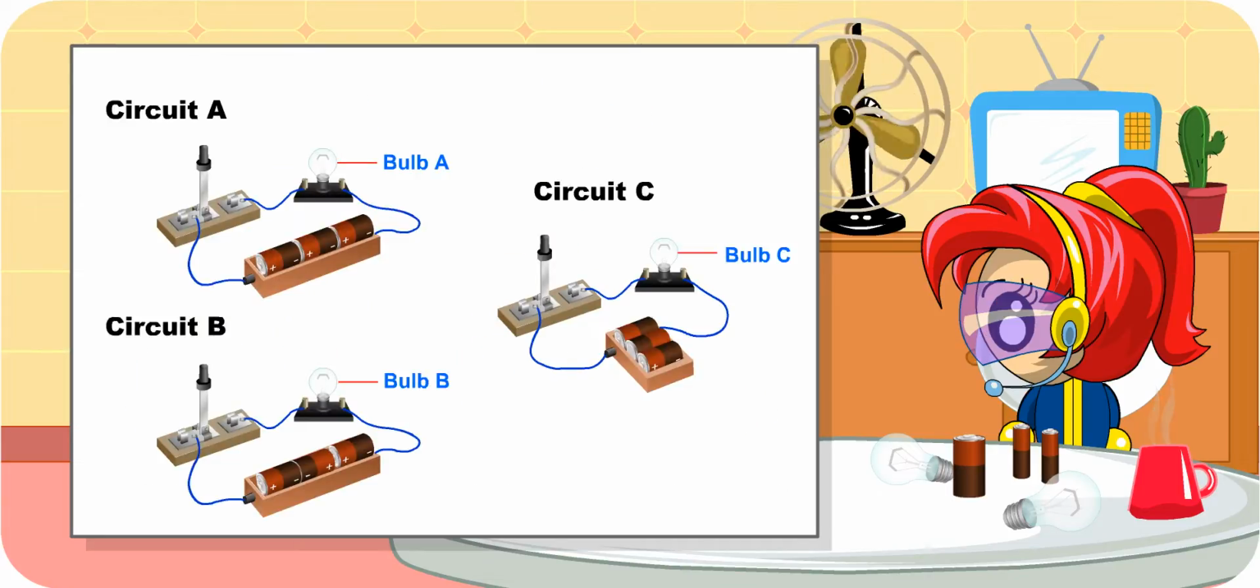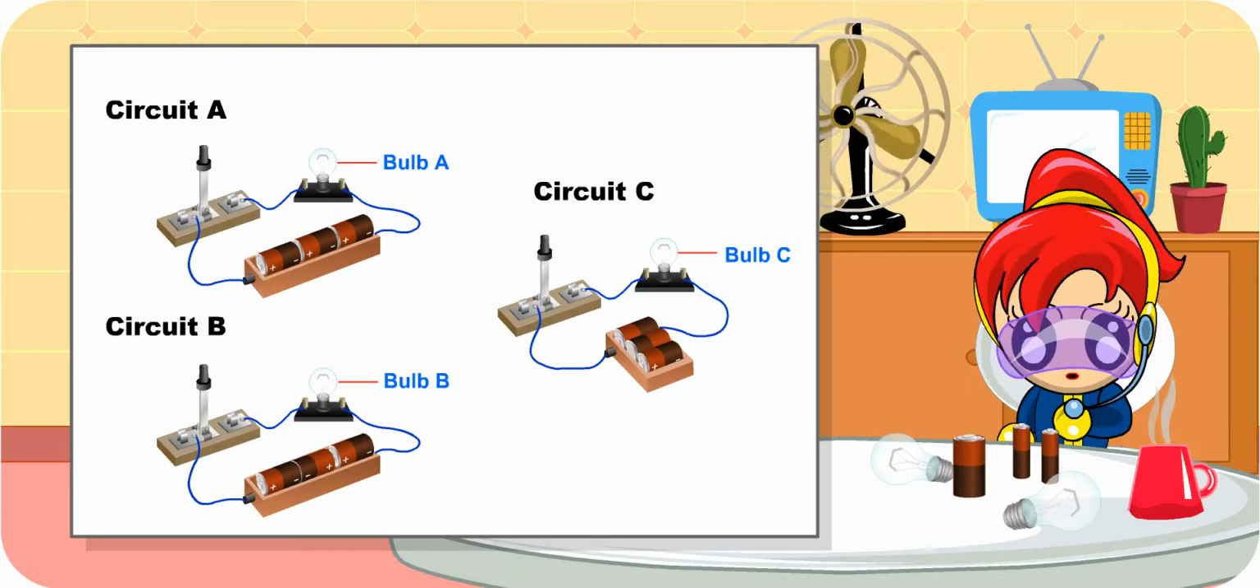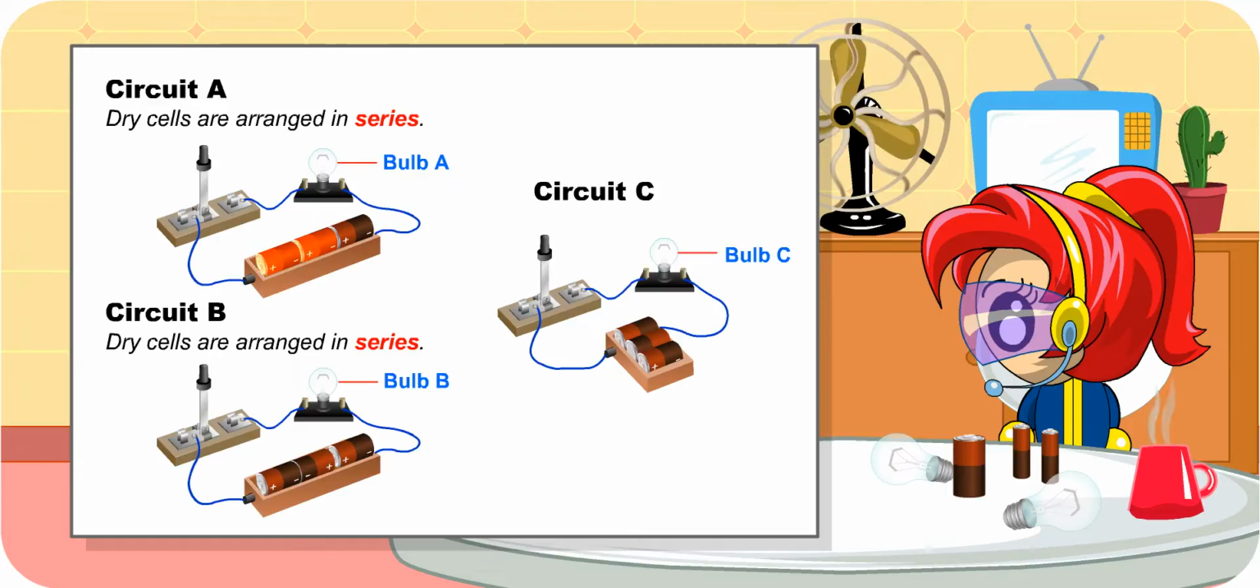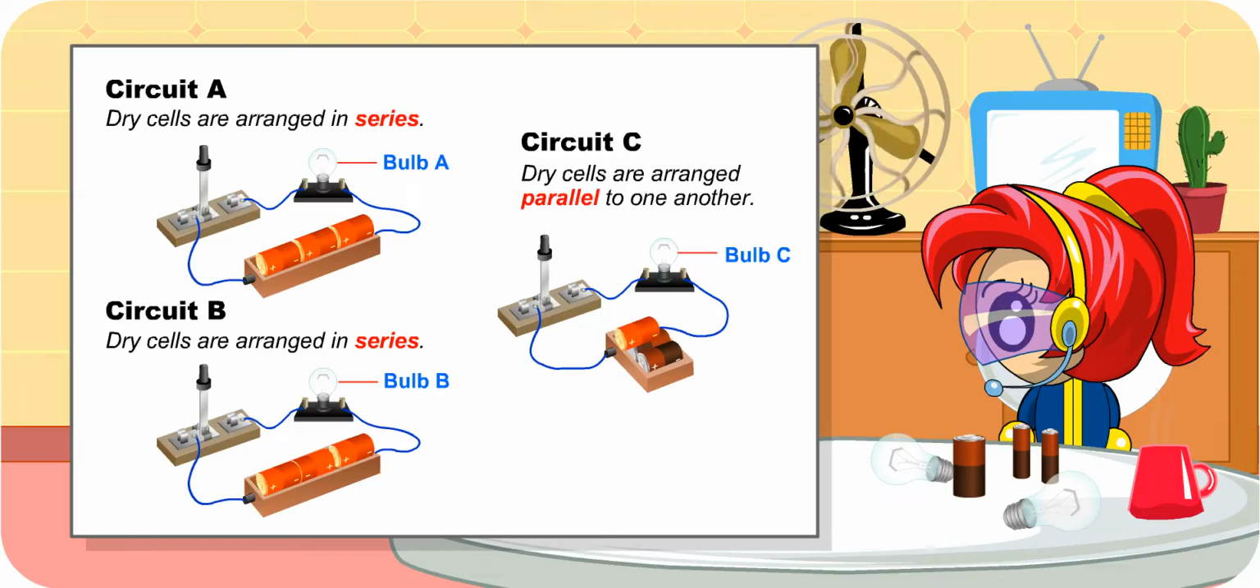Look at these three electric circuits. What do you observe? All three circuits consist of the same number of dry cells and light bulb. However, the arrangements of the dry cells are different. Very observant. The dry cells in both circuits A and B are arranged in series, but the dry cells in circuit C are arranged parallel to one another.